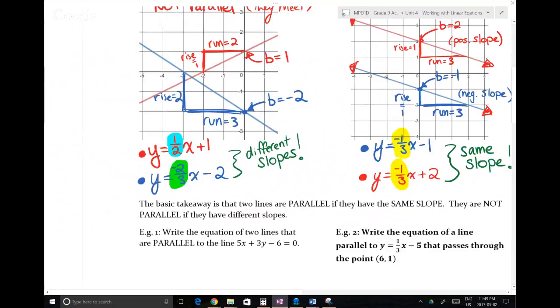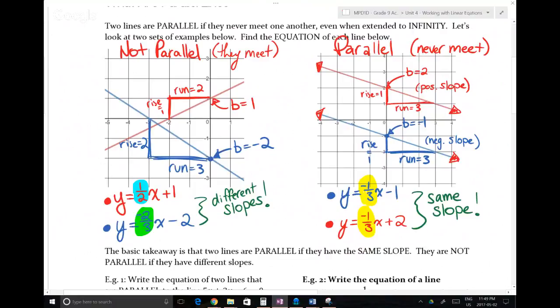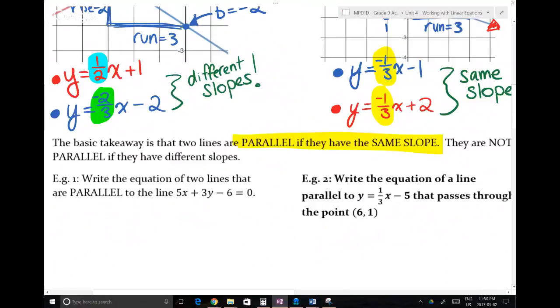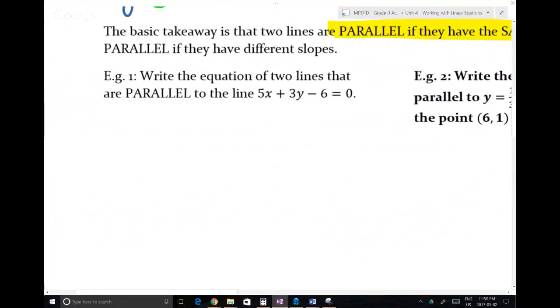So I hope what you take away from this is that two lines will be parallel if they have the same slope. If you have the same slope, then you're moving at the same angle, and if you're moving at the same angle, you're never going to intersect one another. Whereas if you have different slopes, if you're moving at different angles, then eventually at some point the lines have to cross one another. So that's what we've taken away here. We've said two lines are parallel if they have the same slope. All right? And the corollary to that, the flip side of that coin, is that they're not parallel if they have different slopes.